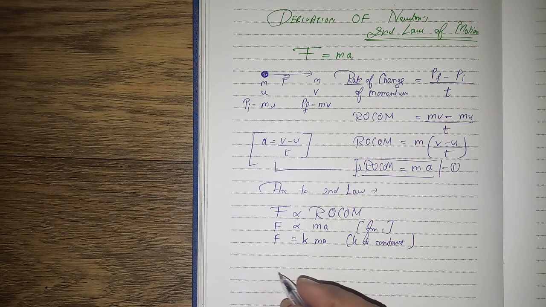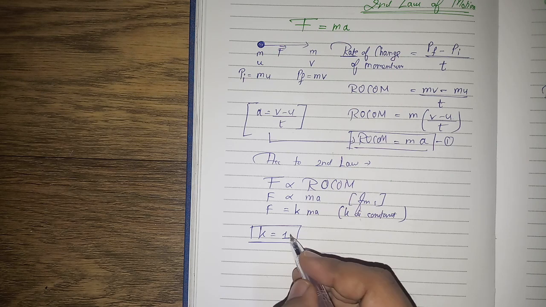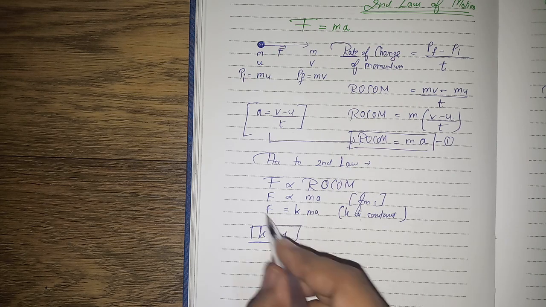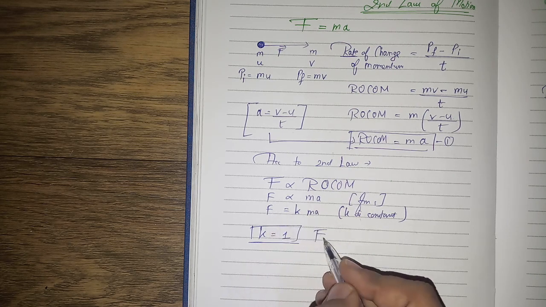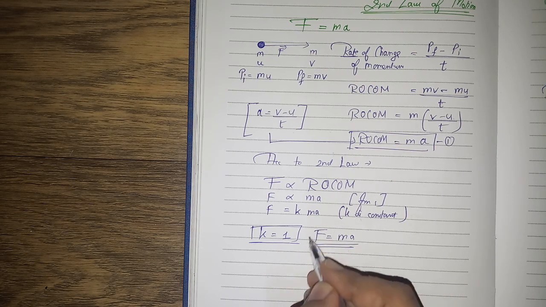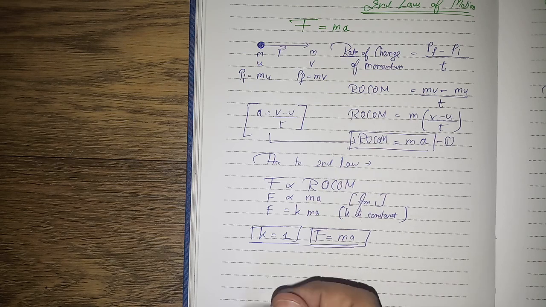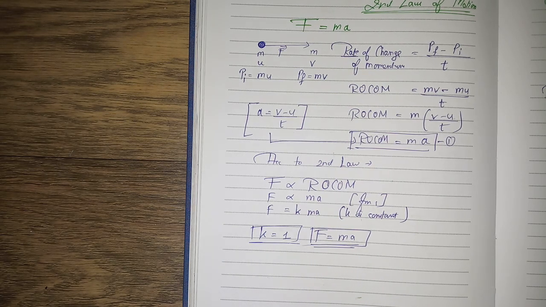And on the basis of many observations, we come to know that the value of that constant k is always equal to 1. If that constant is always equal to 1, what does this imply? F equals 1 into ma, meaning F equals ma. And this is the derivation of Newton's second law of motion.